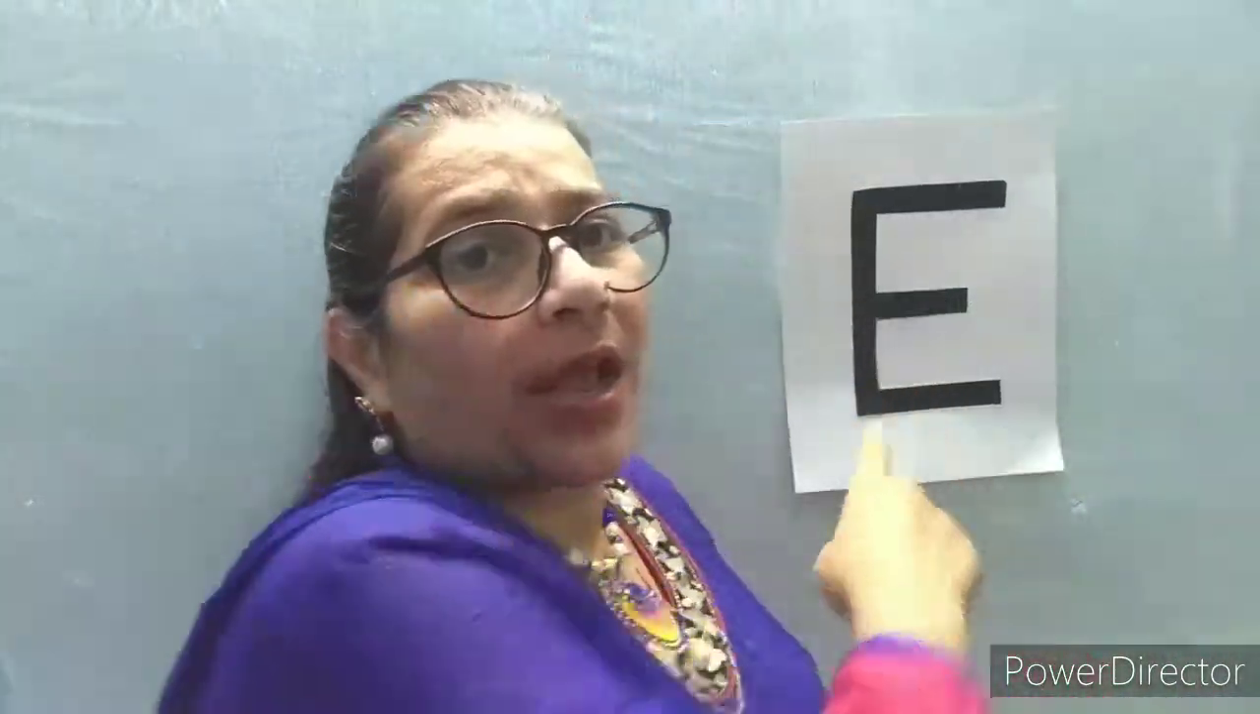E for eye. Do you know children? What do we do with our eye? We see with our eyes. And how many eyes we have? We have 1, 2. 2 eyes. Come on, do like this. We see with the eyes. Come on, see like this. Arey wow, very nice.